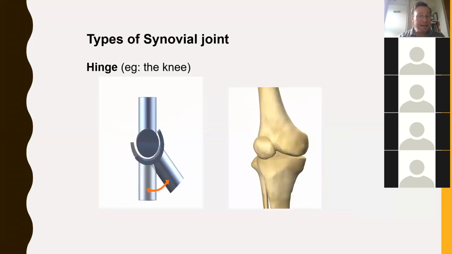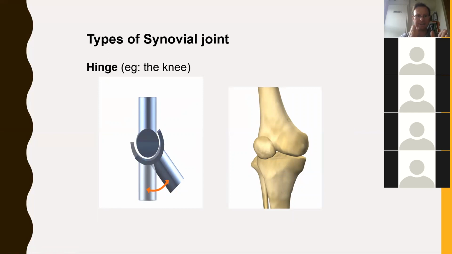So here we've got a knee. So has anyone ever damaged their cruciates, or anyone had any serious knee injuries? Anyone in the team? No. Okay. So the knee is a very pure hinge joint.